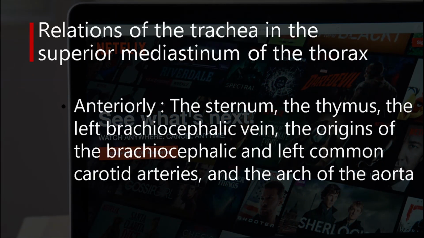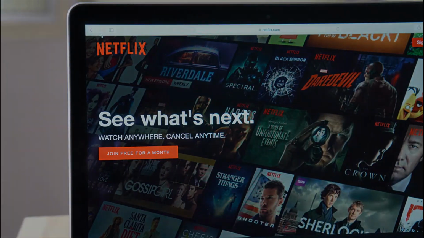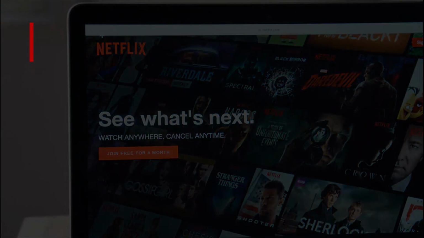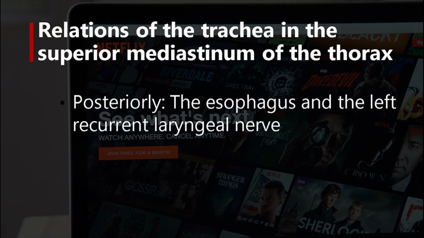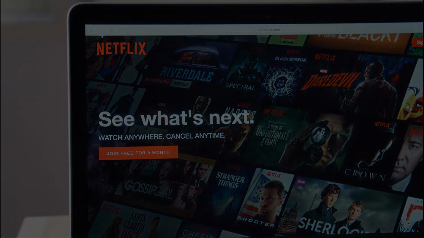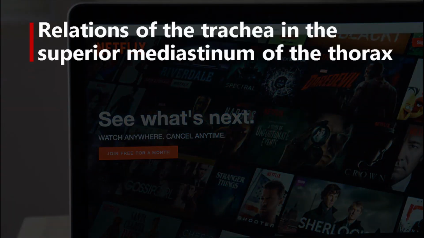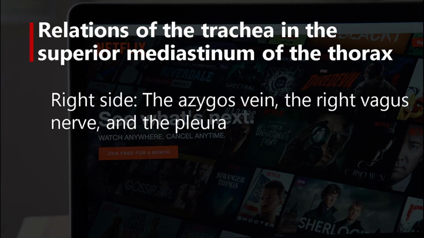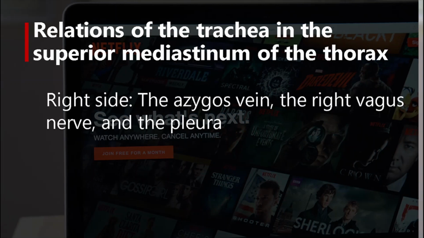The relations of the trachea in the superior mediastinum of the thorax. Anteriorly, the sternum, the thymus, the brachiocephalic vein, the origin of the brachiocephalic and left common carotid arteries, and the arch of the aorta. Posteriorly, the esophagus and the left recurrent laryngeal nerve. Right side, the azygos vein, the right vagus nerve, and the pleura.